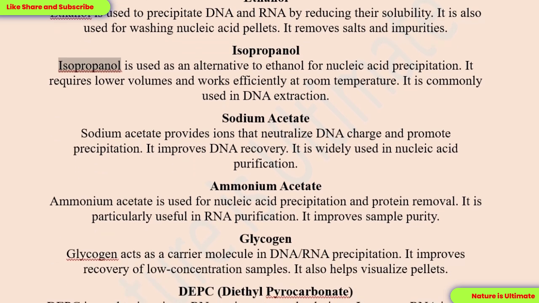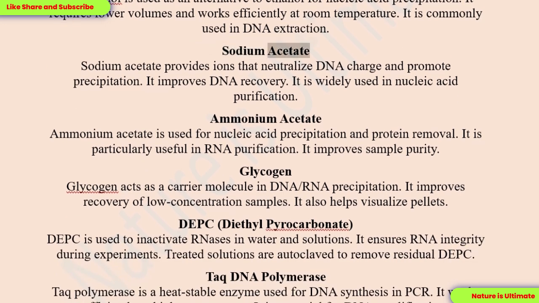Isopropanol. Isopropanol is used as an alternative to ethanol for nucleic acid precipitation. It requires lower volumes and works efficiently at room temperature. It is commonly used in DNA extraction. Sodium acetate.